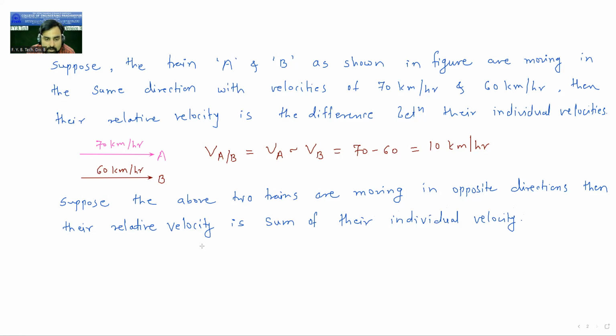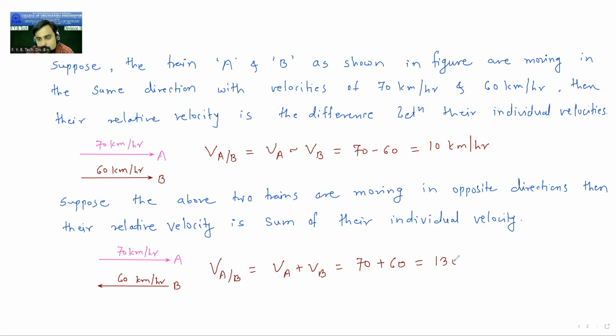So again, now this is train A, which is moving with a speed of 70 km per hour. And this is train B, which is moving with a speed of 60 km per hour. Okay. So the relative velocity of A with respect to B is equal to VA plus VB, which is equal to 70 plus 60. This is 130 km per hour.